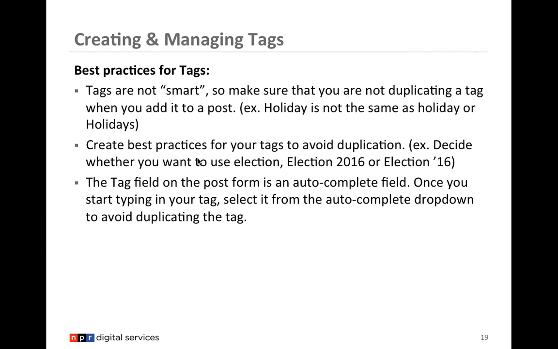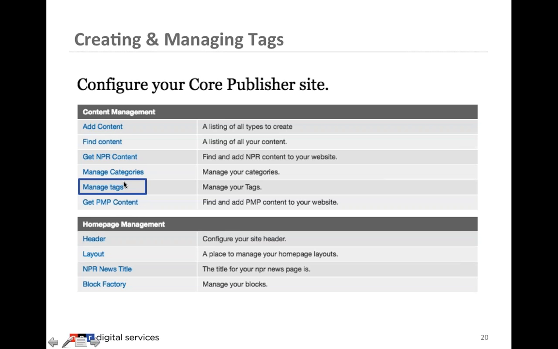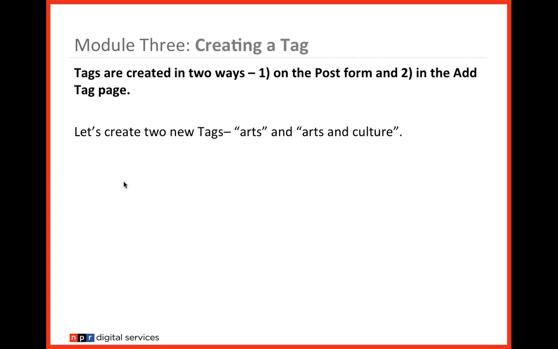To help with that, the tag field on the post form is an autocomplete field. So if you started to type in, for example, election, like ELEC, then automatically you're going to see any tags that have a similar term. You're going to see them in the autocomplete dropdown, which can help to avoid duplication. All right. So you're going to be creating and managing your tags in a very similar interface to what you use to create and manage your categories. So let's log in to our sites and take a look at creating and managing tags.